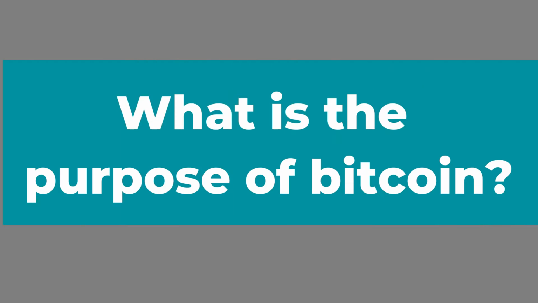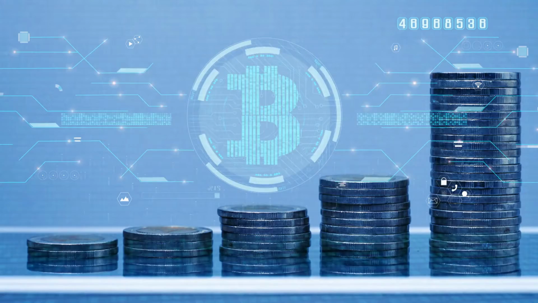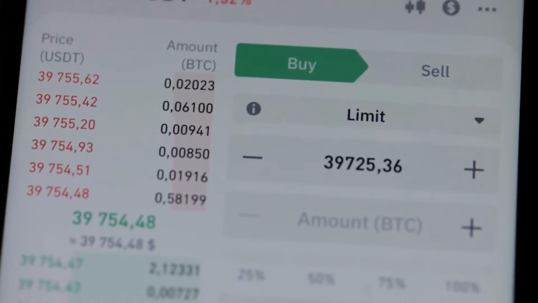What is the purpose of Bitcoin? Bitcoin was created as a way for people to send money over the internet. The digital currency was intended to provide an alternative payment system that would operate free of central control but otherwise be used just like traditional currencies.